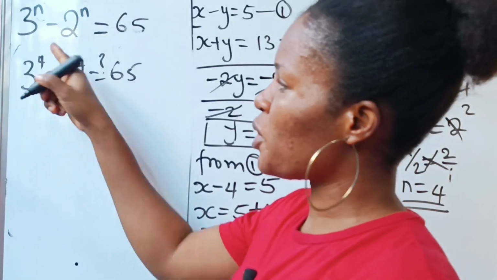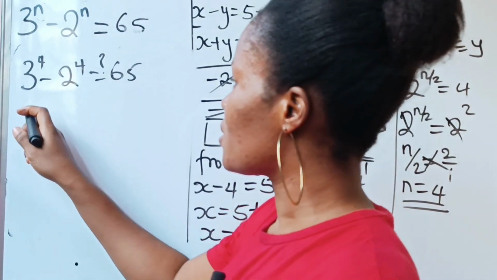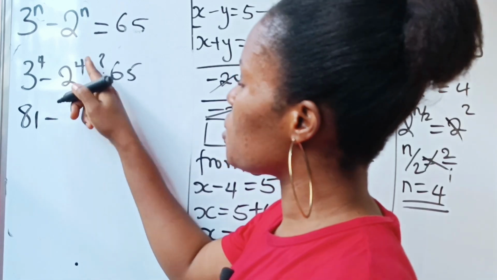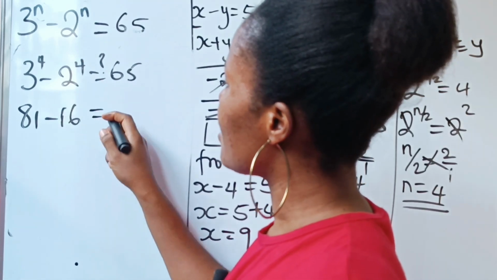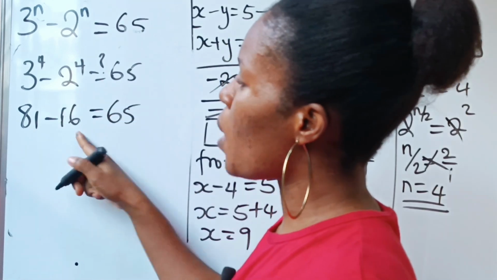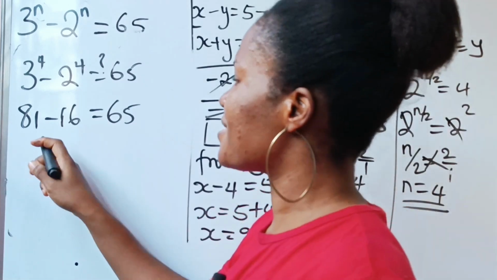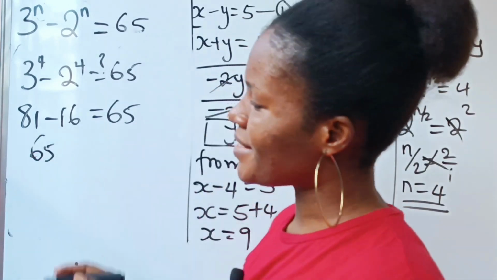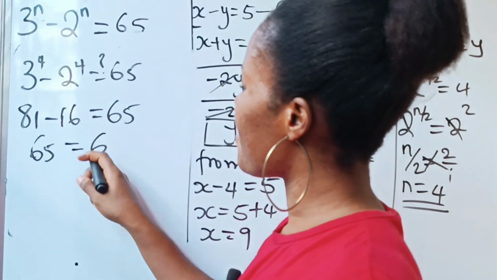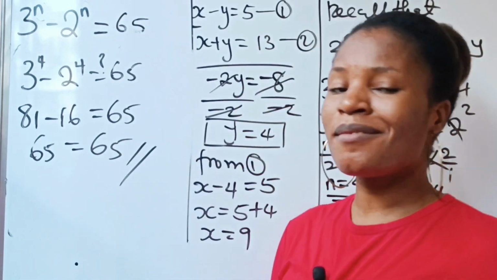Now let's check. 3 to the power of 4 is 81. So we have 81 minus 2 to the power of 4 is 16, right? Is equal to 65. 81 minus 16, is it really equal to 65? Yes. 81 minus 16 is 65. So 65 is equal to 65. That means we are right.